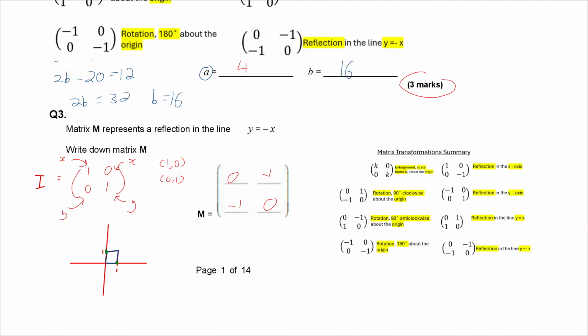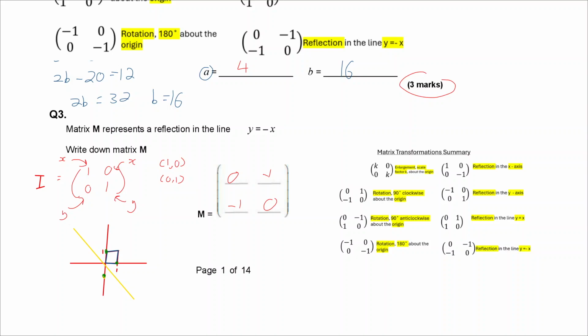Now, if you were to reflect this unit square in the line y equals minus x, well, that line looks like this. It's a diagonal line that goes through the centre like this. If you consider what happens to each of these coordinates, for example 1, 0, which is here, it would go down to here if you reflected it. So it would go down to this point here. And this is going to be the coordinate 0, minus 1.